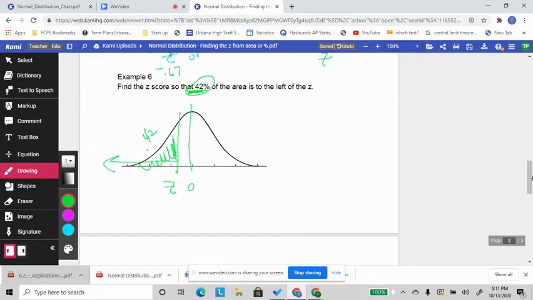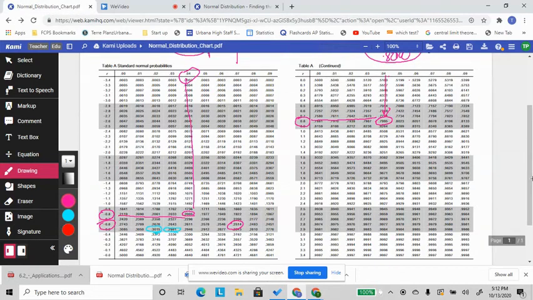We can't be on this side because if we have a z on the right-hand side, any z over here has 50 plus to the left of it. Any z on the positive side has 50 plus some more to it. So we have to be on this negative side. Okay, so we're going to look up the closest thing then to 4200 on the negative side. So 4200. 4207 looks pretty good.